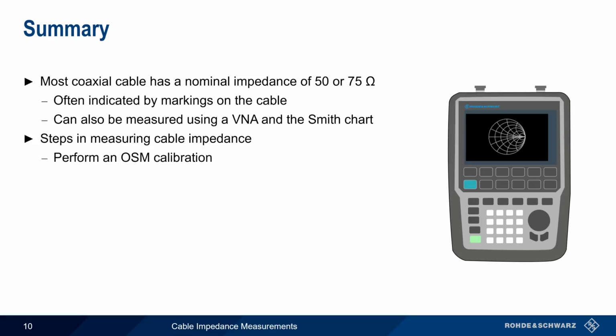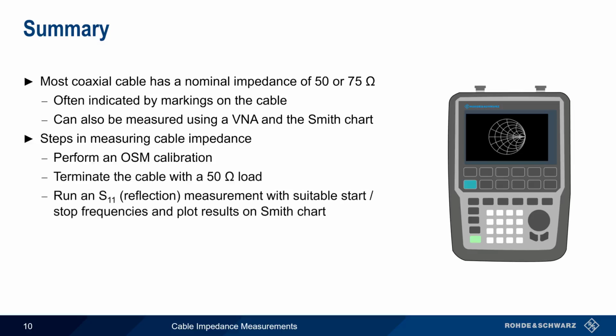First, perform a standard one-port open-short-match calibration, and then terminate the cable with a 50 ohm impedance. Then run a standard S11 or reflection measurement with suitable start and stop frequencies, and plot the results on a Smith chart. If the result is a point or small circle near the center of the Smith chart, the cable's characteristic impedance is 50 ohms.